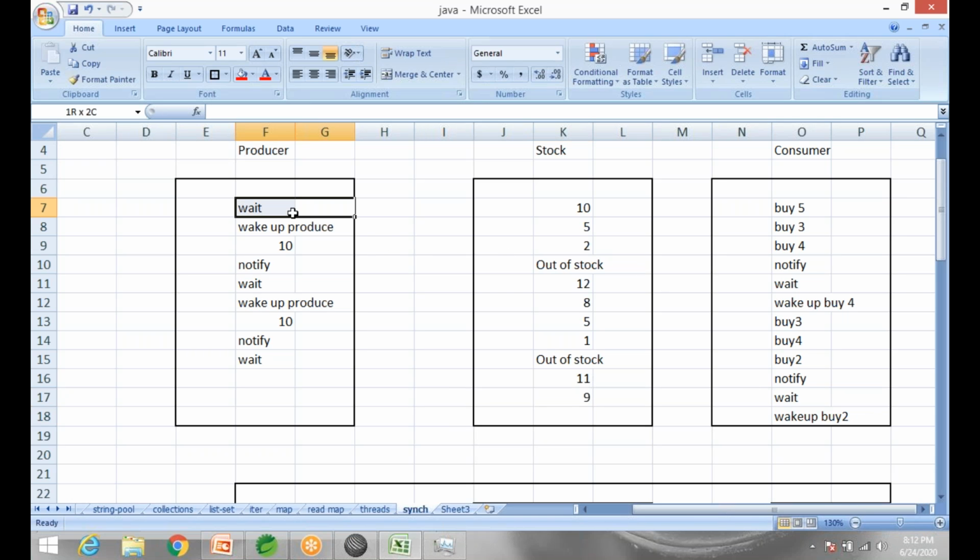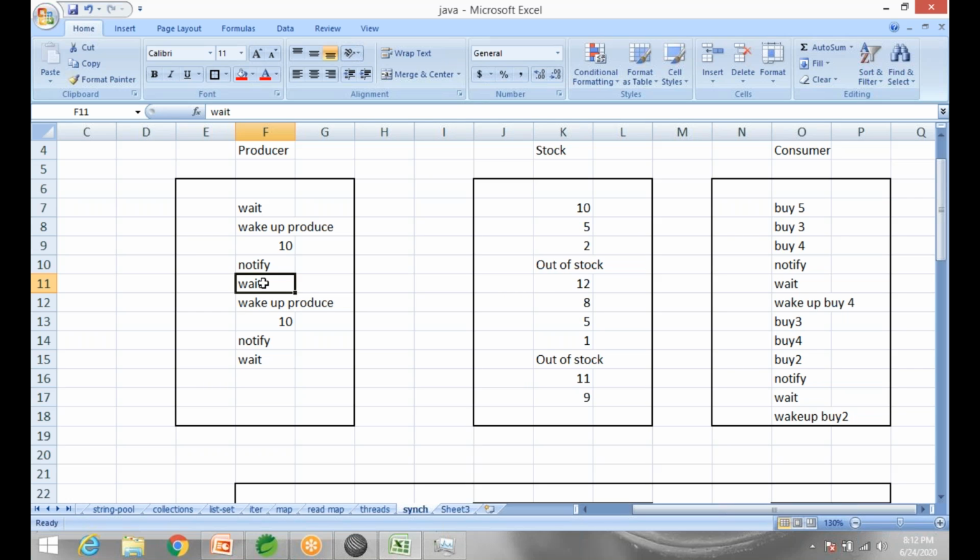This is a perfect balance. You will never overproduce, and you will never buy anything that doesn't exist. If you're out of stock, how can you buy something that doesn't exist? Only 2 iPhones exist. Can you buy 4? You cannot. So you notify producer, and you yourself go in wait mode. The producer produces, notifies the customer, and producer himself will go in wait mode. This is a perfect balance.